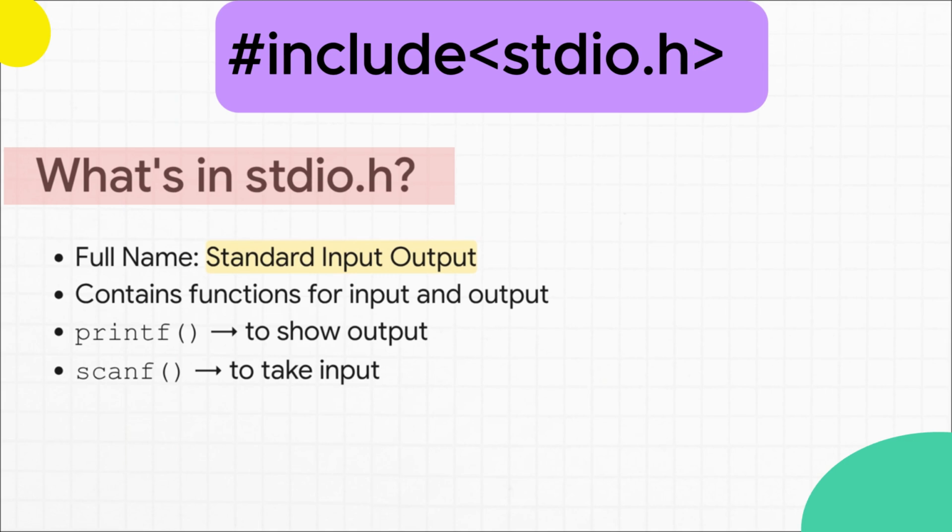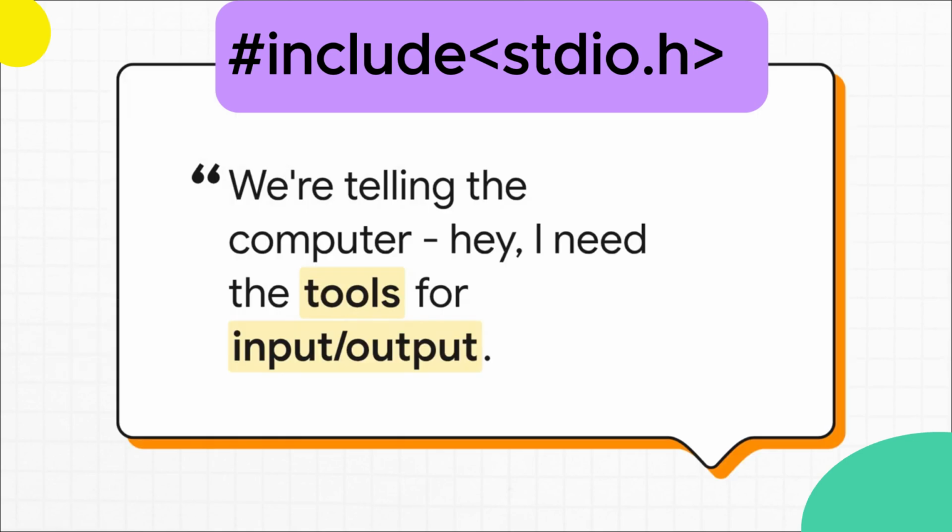And just like the name says, it contains all the essential tools for getting information into our program using something like scanf, and for getting information out of our program, which we're about to do with printf. So really, when you get right down to it, that first line is just us saying to the computer, hey, I'm going to need the tools for input and output for this job. It's just a simple request to get the right equipment before we get started.